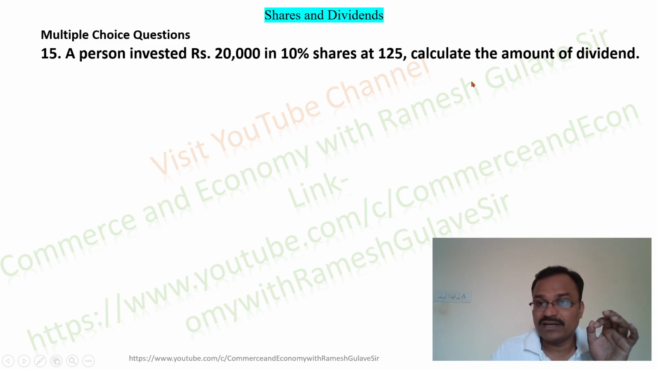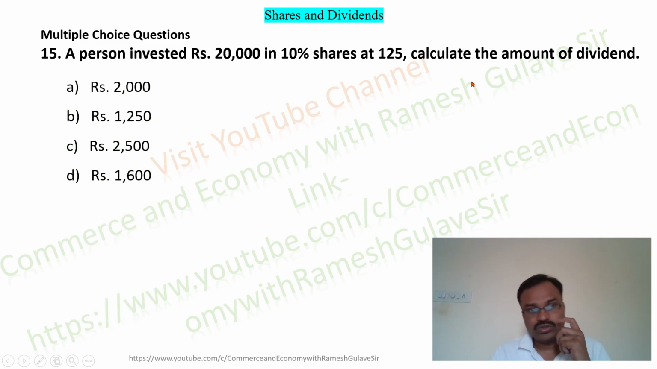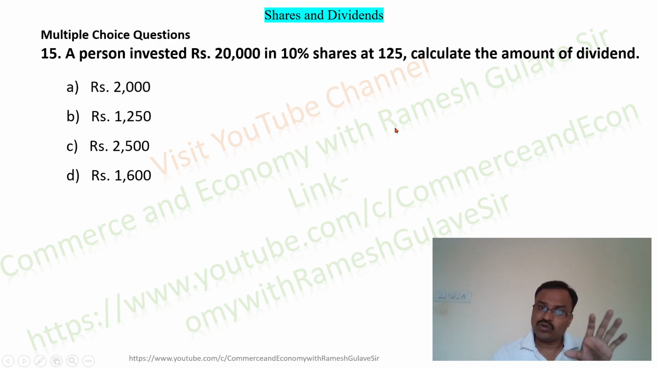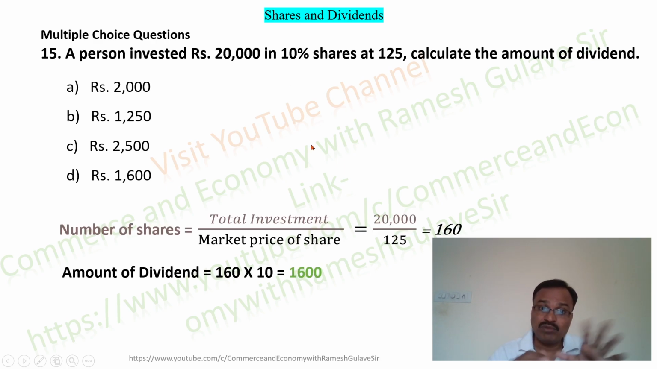Calculate the amount of dividend. And here the options are 2000, 1200, 2500, 1000. See friends, here I would like to show you how to calculate the dividend in these cases, specifically when the face value is not given and directly the market price is given. So here 125 rupees is the market value or market price of the shares, and the person has invested 20,000.